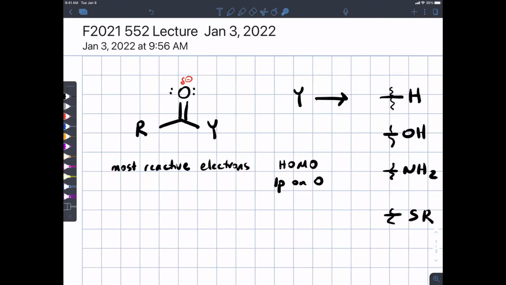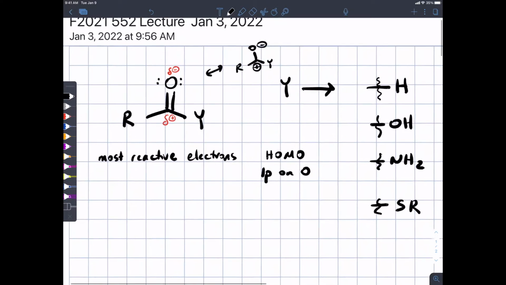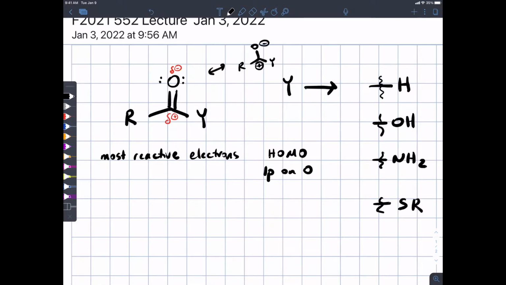Now, if the oxygen's more electronegative than carbon, that means there should be an electron deficient carbonyl carbon, that there should be a partial positive charge on that carbon. You can come to that conclusion as well if you consider the following resonance structure of carbonyl compounds where there's a positive charge on the carbon. From an MO perspective, where is the electrophilic spot? Based on what we've talked about in terms of electronegativity, you would say the electrophilic spot is the carbonyl carbon.